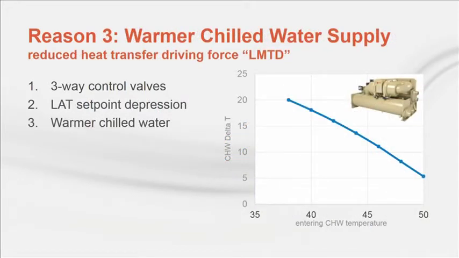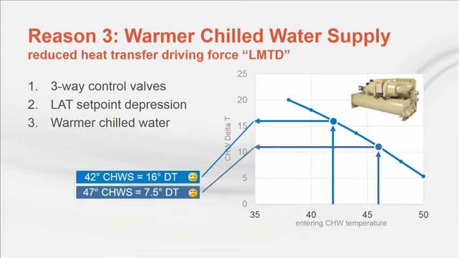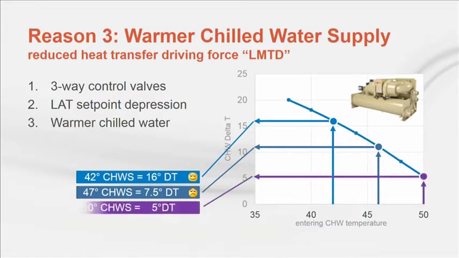Another thing that causes a coil to produce troublesome low delta T is higher than design supply water temperature. We see that a rise of 5 degrees in the supply chilled water temperature to the coil from 42 degrees to 47 degrees causes the coil's delta T to fall from 16 to about 7.5 degrees. An increase to the supply water temperature of 50 degrees drops the delta T to almost 5 degrees.